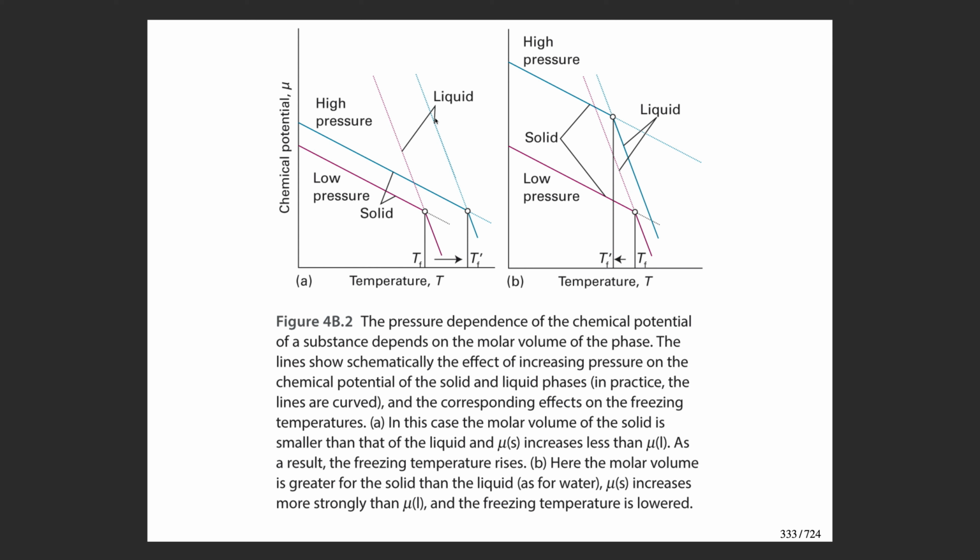Because this is a substance where the molar volume of the liquid is larger than the molar volume of the solid, the liquid line drops by a lot more. The vertical distance between this blue dotted line and the red dotted line corresponds to the molar volume. So here the change for the liquid is huge compared to the change for the solid. It may be exaggerated just to make the diagram clearer. But you see that when you drop the pressure, the freezing point decreases.